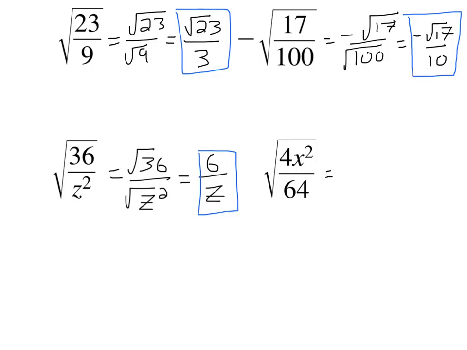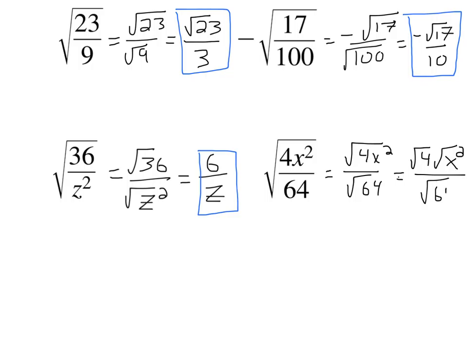Same type of thing for the last one here. May have just a little bit more to do. Square root of 4x squared over the square root of 64. Now, for my numerator, I'm going to be thinking about that as the square root of 4 and the square root of x squared as 2 separate problems, whereas I keep my square root of 64 in my denominator. Square root of 4 is 2, square root of x squared is obviously x, and the square root of 64 is 8.